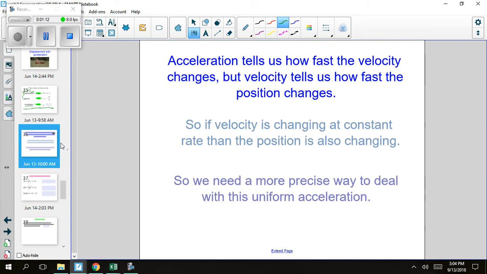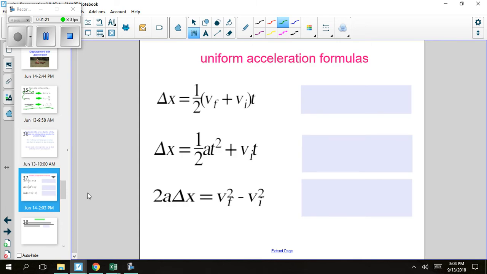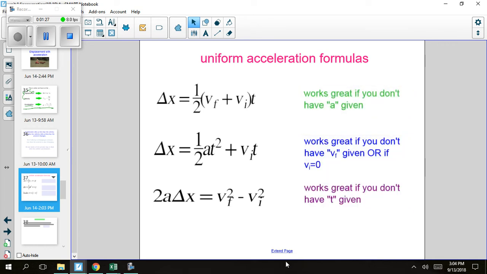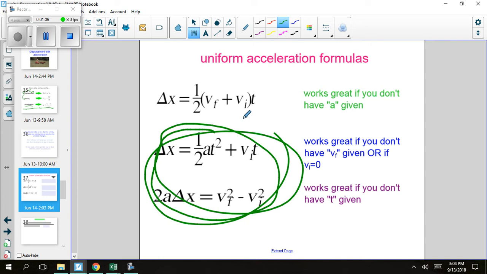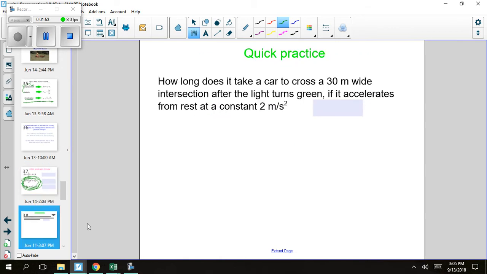All right, so acceleration tells us how fast the velocity changes. So what we're going to do is look at these equations over here. These are our uniform acceleration equations, and they're great for different things. This one you'll use sometimes maybe, but these two are going to be your bread and butter. You're going to use those two all the time. Get used to using those two. You might even use them together in the same problem to solve for one thing because they are that useful. All right? Okay, so let's go through some practice problems here.